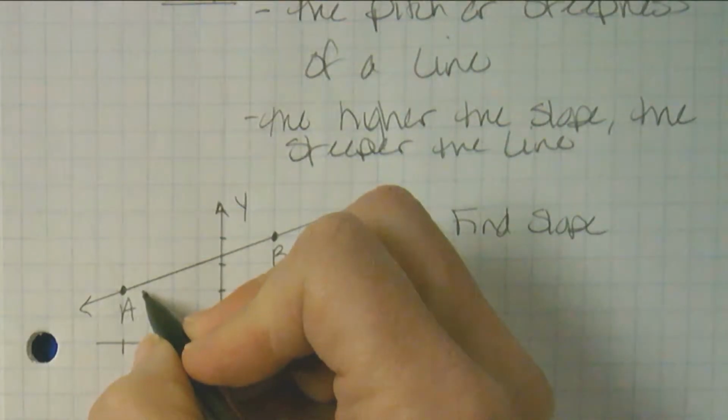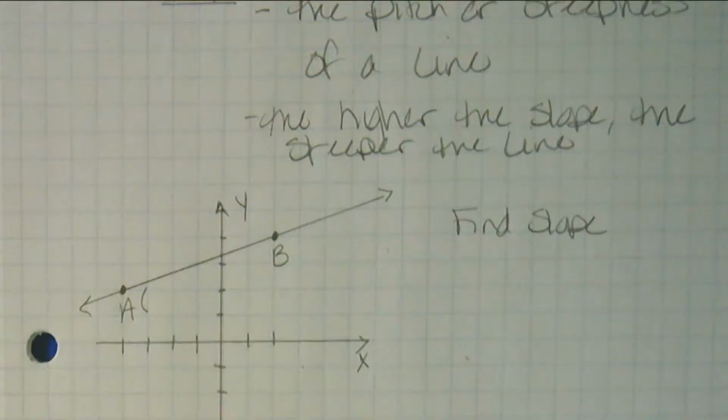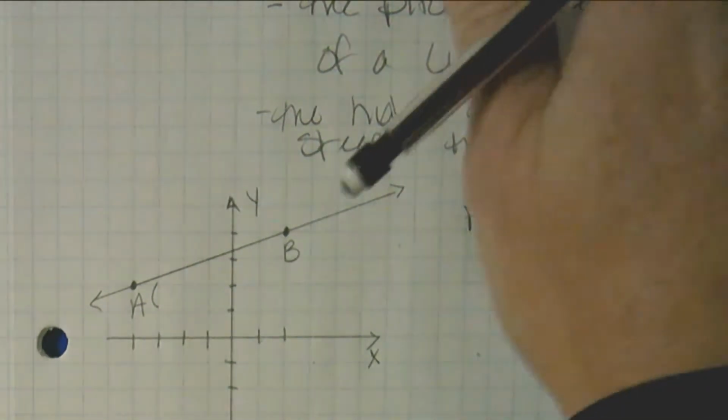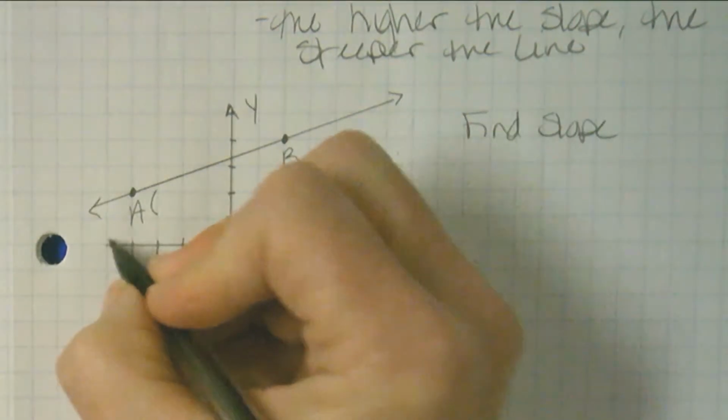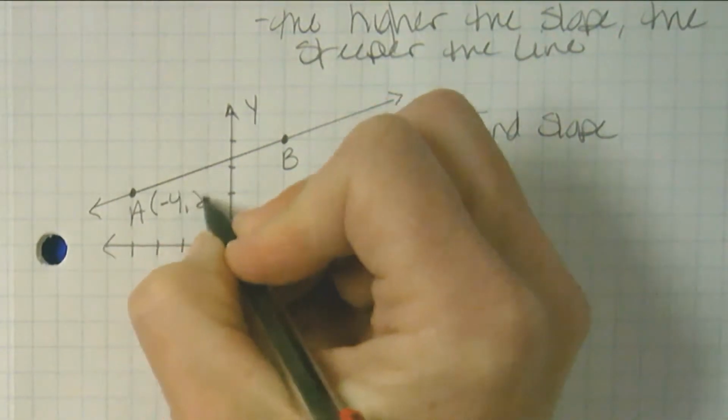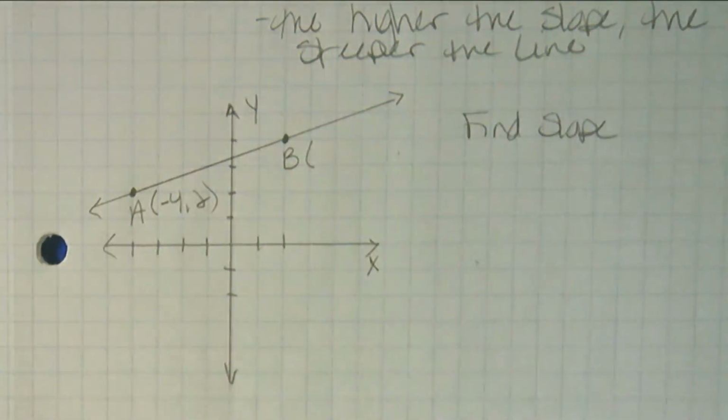What's the coordinate point for A? Rafaela? -4, 2. Somebody tell me, what's the coordinate point for B? Seamus? 2, 4.